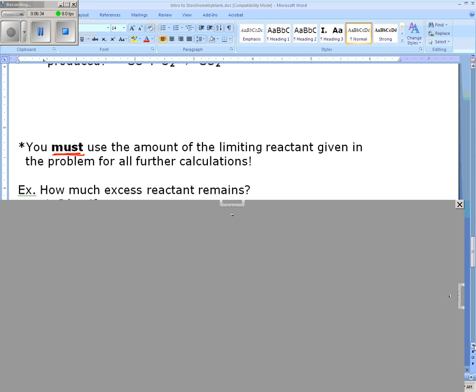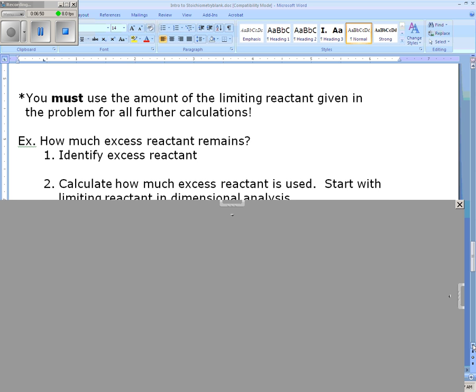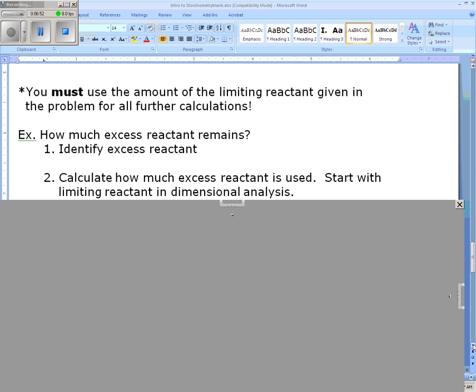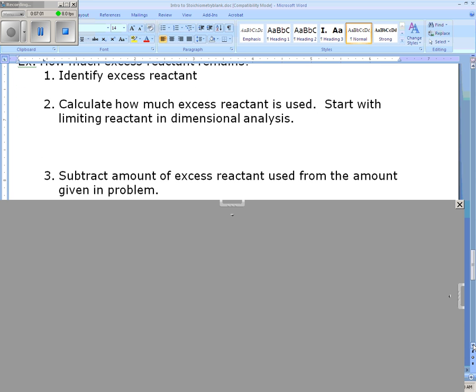So I'm going to go through the steps on how to solve part B of a problem, how much excess reactant remains. So step 1, identify the excess reactant. One of them is limiting, the other one I'm going to have leftover of, so that is your excess. Step 2, calculate how much excess reactant is used. Start with the limiting reactant in dimensional analysis, always. And step 3, subtract the amount of excess reactant used from the amount given in the problem.